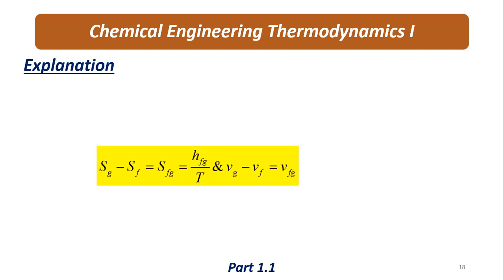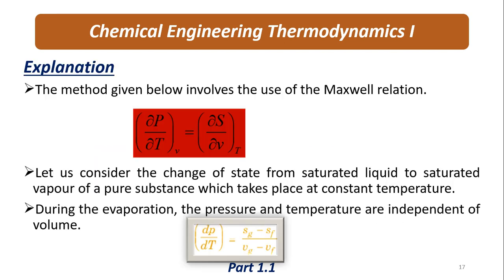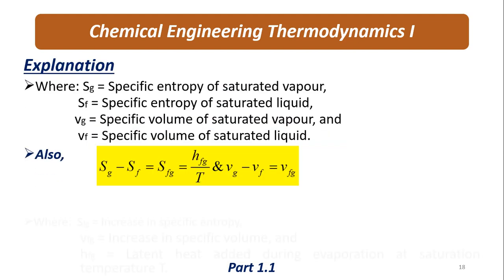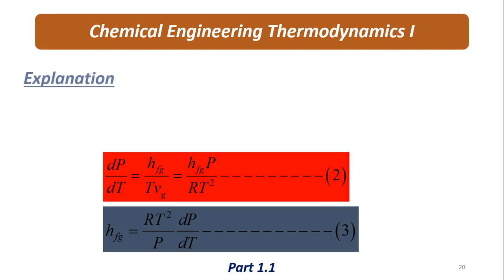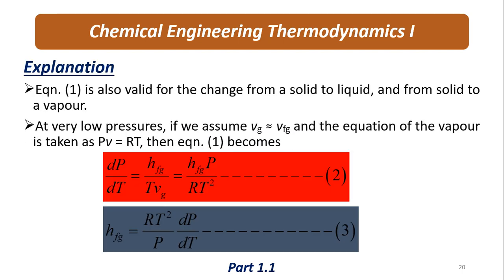We can write it like this: the change in pressure divided by the change in temperature is equal to the latent heat of gas with saturated liquid, HFG, divided by the temperature times the specific volume of the gas, which is equal to HFG times pressure divided by RT squared. In place of V, you can take Vg equals RT over P.